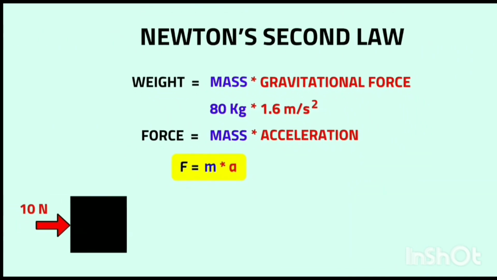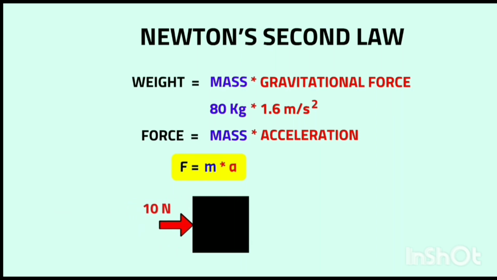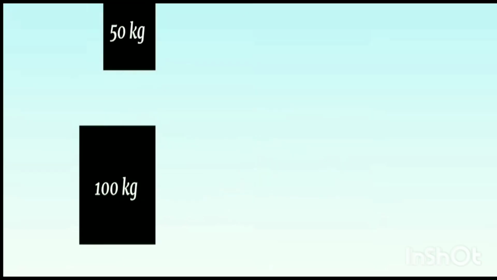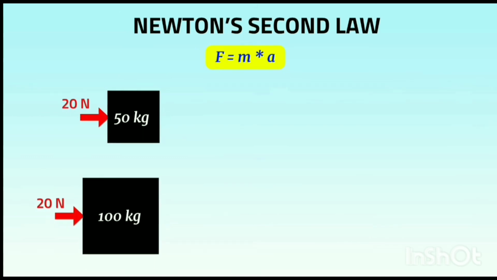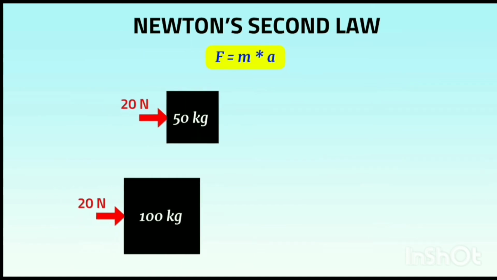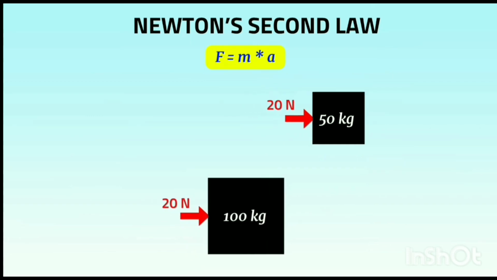This means that force can induce acceleration in an object. Acceleration depends on the amount of force applied, and heavier objects require more force for acceleration than lighter ones. For example, consider two boxes which have masses of 50 kilograms and 100 kilograms respectively. If you apply 20 N on both boxes, the 50 kilogram box will have a higher acceleration than the 100 kilogram box. This means acceleration is inversely proportional to the mass of the object.